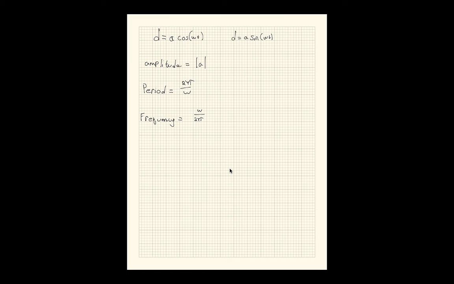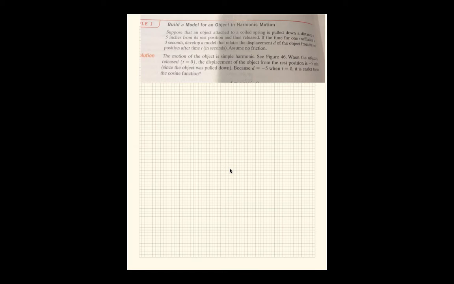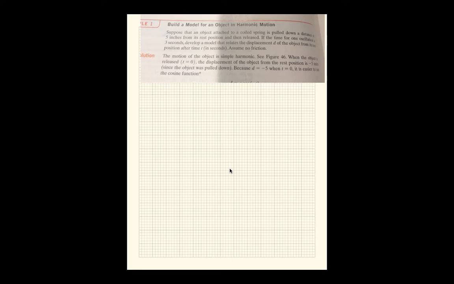I'll take a picture of it and the directions. So our first one. So here's the description, and let me take a picture of the spring. So here's what we're working with. A lot of information here.